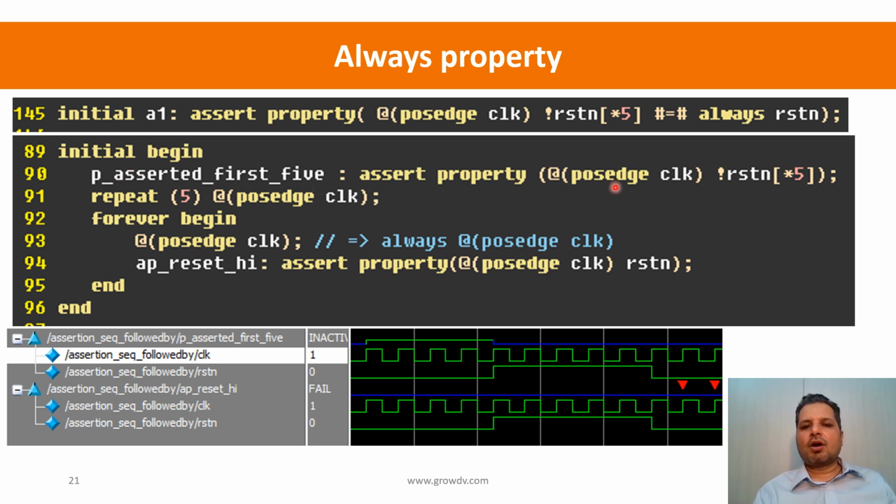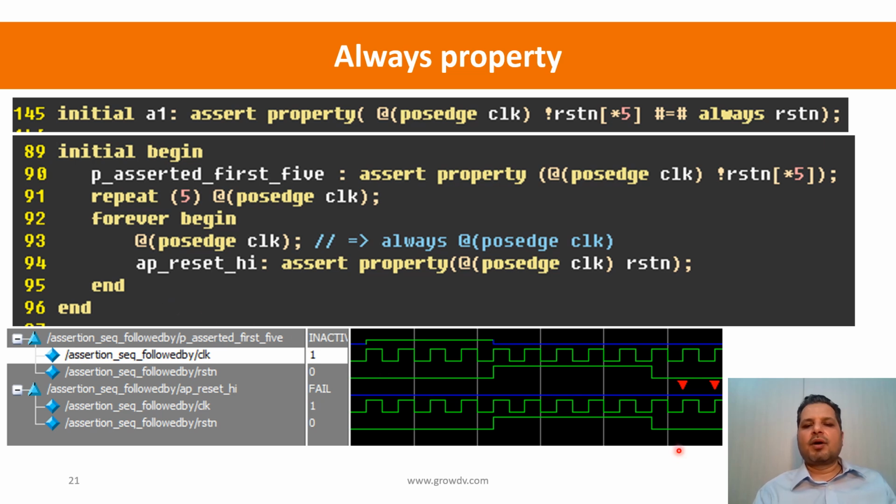And while this operates concurrently, now I need to wait for those 5 clock cycles. So I'm saying repeat 5 at positive edge of clock, and then in a forever loop, on every positive edge of the clock I am doing an immediate check saying that reset is true. This forever with the positive edge of clock is equivalent to always at the positive edge of clock as well. And this entire thing is essentially your always reset, so that gets replaced with this part of the code.